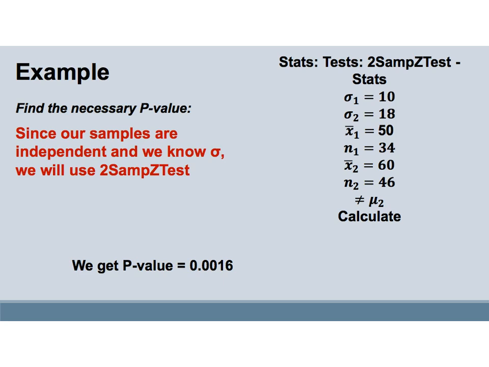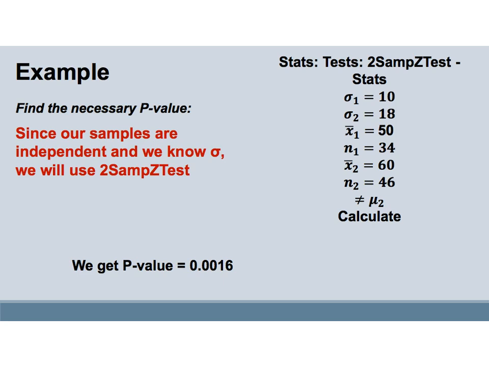Then it goes back to the first sample and asks for the mean and the sample size. So the mean for model A was 50, and the sample size was 34. And for model B, the mean was 60, and the sample size was 46. I want not equal to, because that's what my alternative is. Calculate.